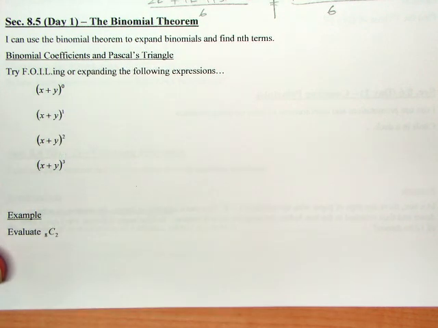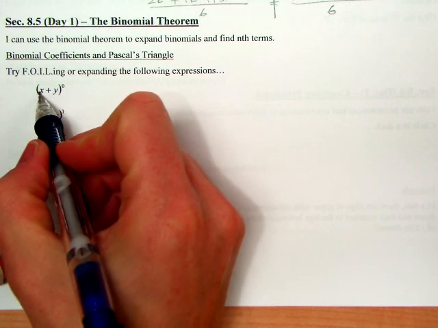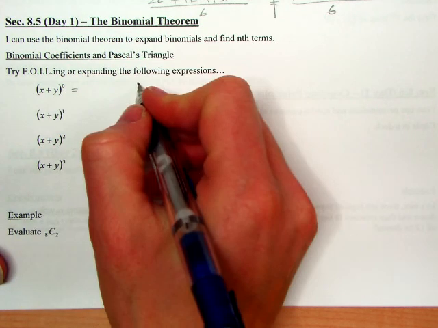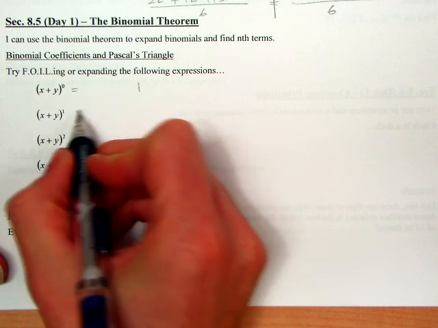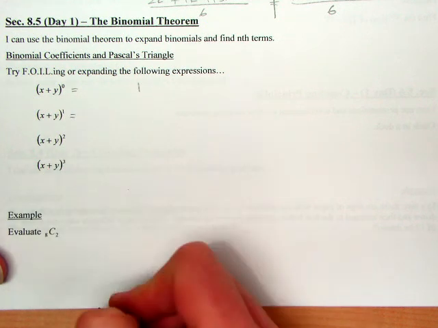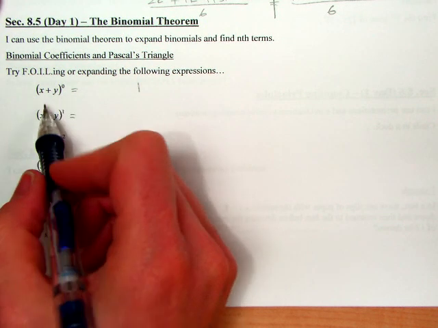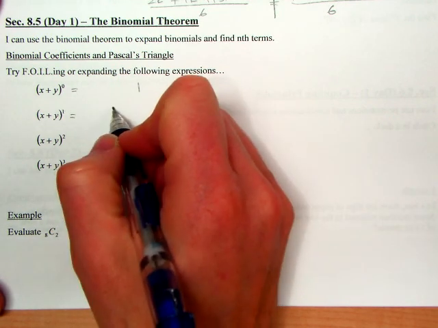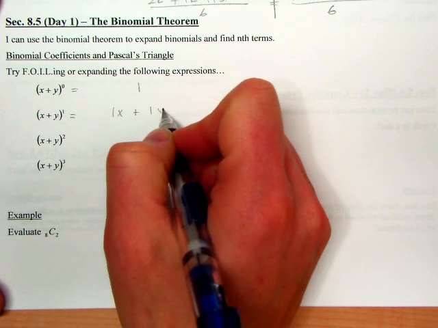So we usually start out talking just about a couple of easy foils. (x + y)^0, anything to the 0 power is a 1. And I'm going to kind of space it out there. You'll see why in a minute. The numbers are going to kind of come together and create something for us. (x + y)^1 just means x plus y. So there's one x and one y.